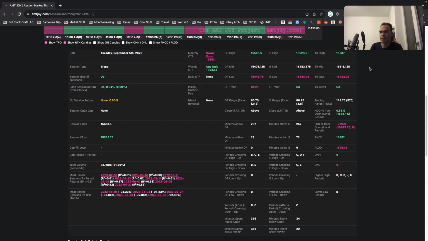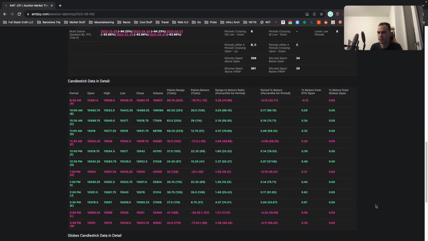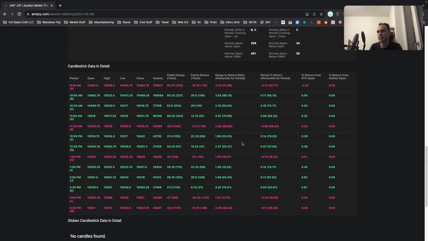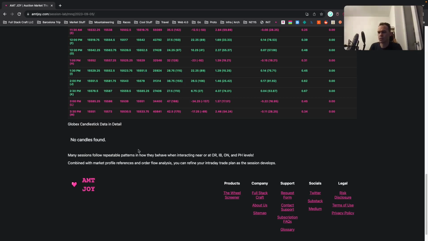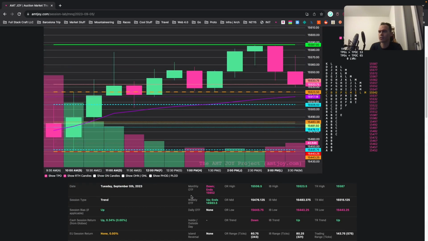Then we've got a big data table of everything about the session: the OTF, monthly, weekly, daily, the open range high, IB high, high, mid, low, the trading range high, mid, low, really everything. We have the candlestick data in detail, and there's a bug with the Globex candlestick, but it should list those half-hour candlesticks.